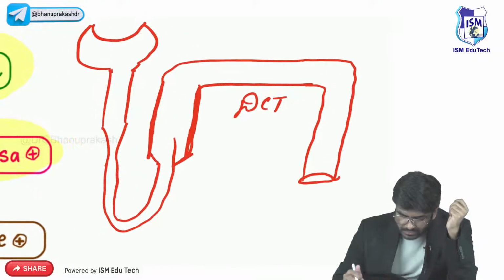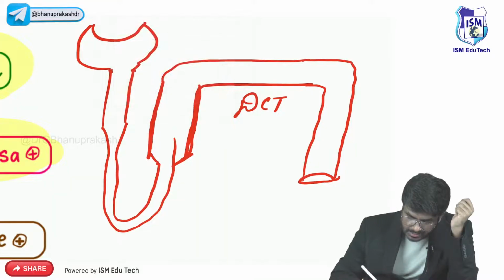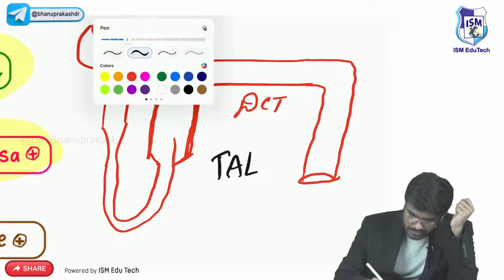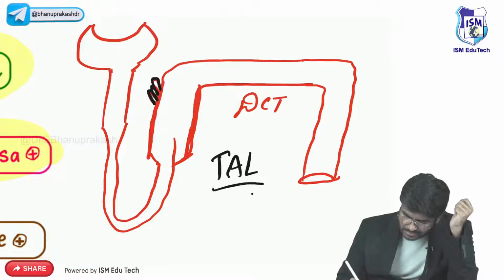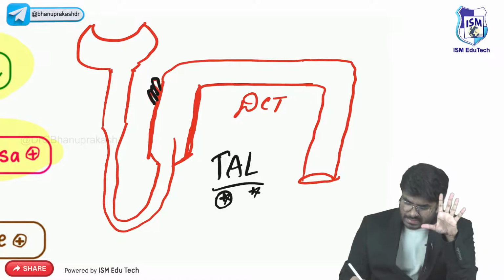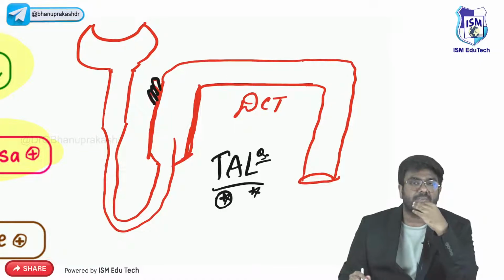Now the point which I want you to know: macula densa is present where? This is the place where macula densa is present. This is the thick ascending limb of the loop of Henle. The thick ascending limb of the loop of Henle is the place where macula densa is present.